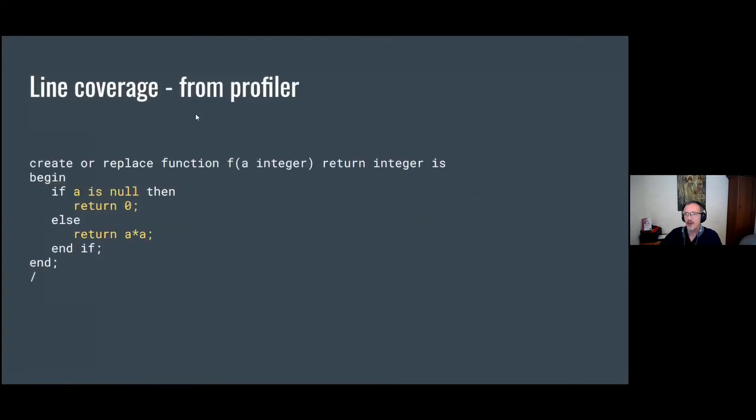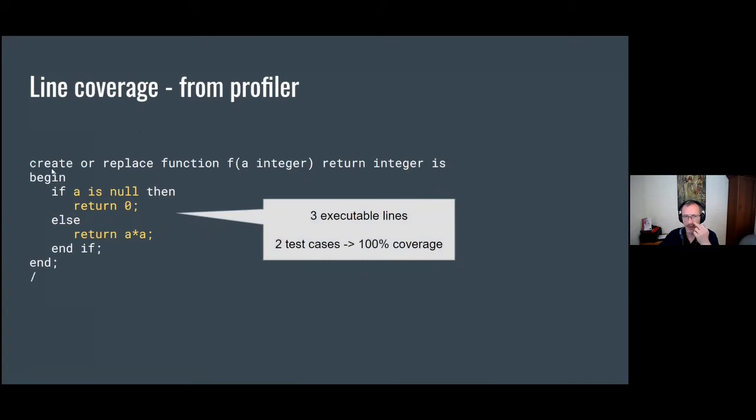So what does it really mean? Like how does utPLSQL do code coverage? We leverage DBMS profiler to get the line coverage. And when you look at this simple function, we have 3 executable lines: the if statement, the return, and the return. The rest is just non-executable structural code. And we can write 2 test cases to get 100% coverage: for A is null and A is not null.